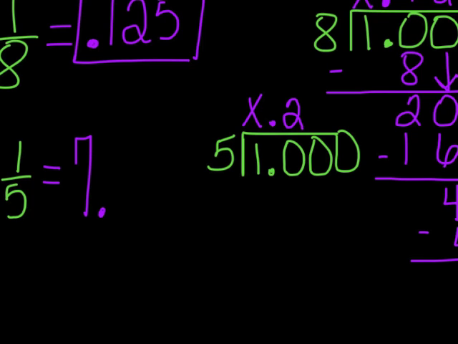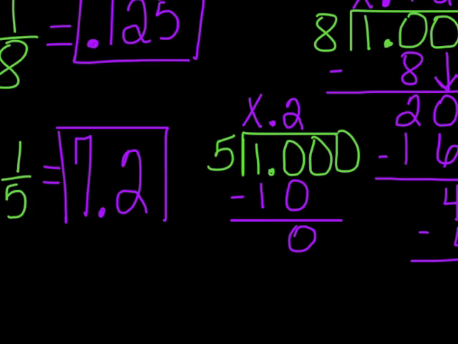And so now we have 5 times 2. That gives us 10. I subtract, and now I have a remainder of 0. So that lets me know that I can actually stop. This is a decimal that goes only 1 decimal place. So our answer is 7 2/10. 7 1/5 is equal to 7 2/10 as a decimal.